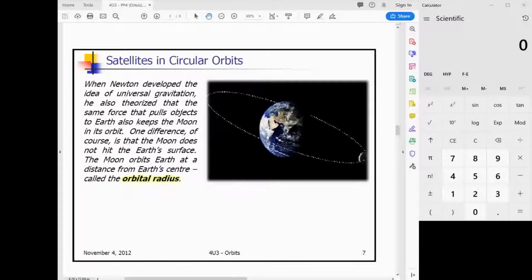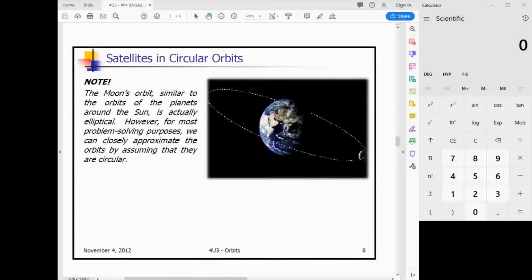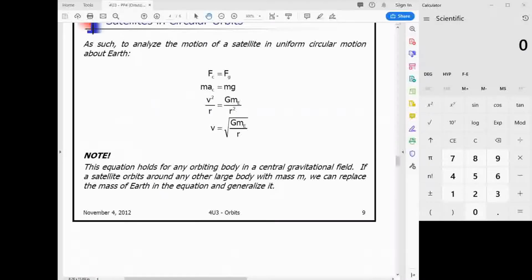One difference, of course, is that the moon does not hit the surface of the Earth. The moon orbits Earth at a distance from Earth's center called the orbital radius. The moon's orbit is similar to the orbits of the planets around the sun. It's actually elliptical, and then again, it says here, we just assume it's circular. I was already explaining that previously.